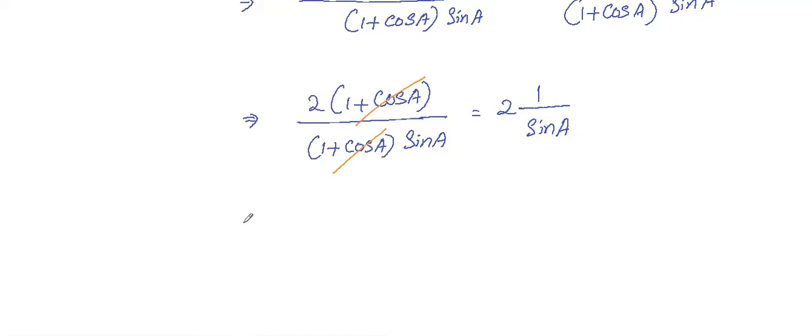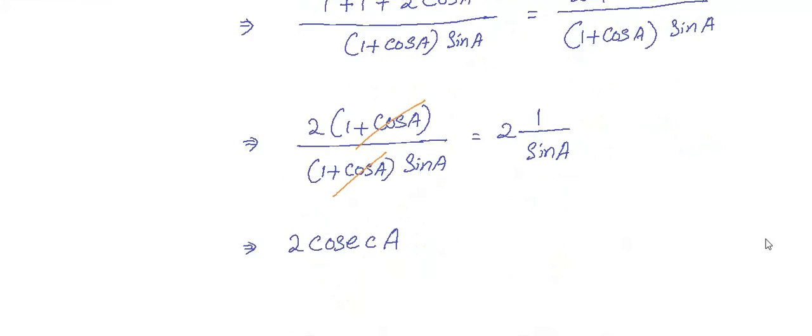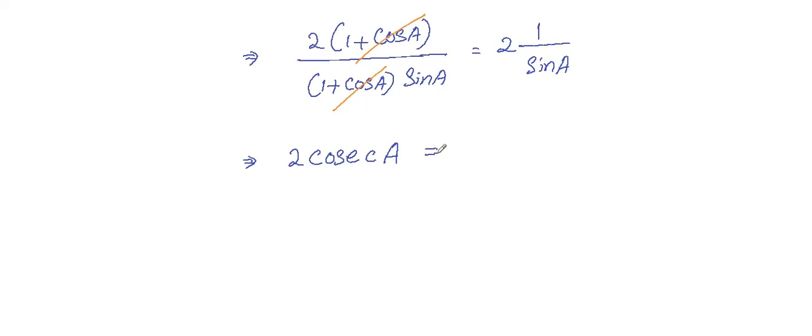So 1 by sin A can be written as cosecant A. So we'll get 2 times cosecant A, which is the right hand side. So we prove left hand side equals right hand side.